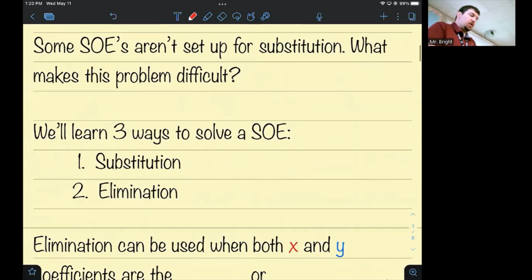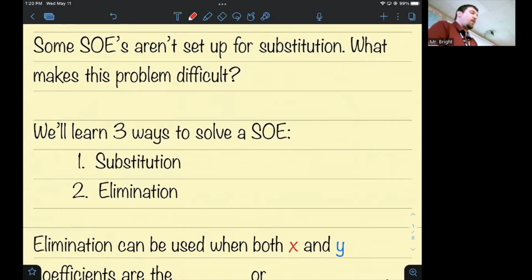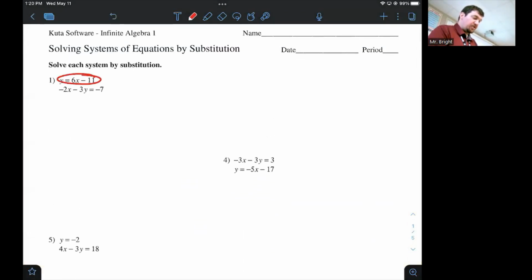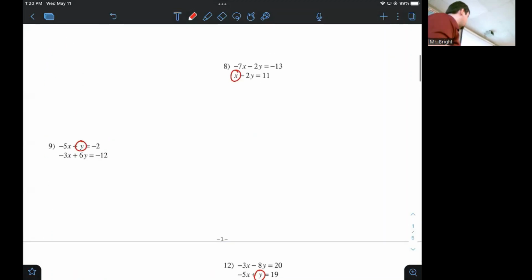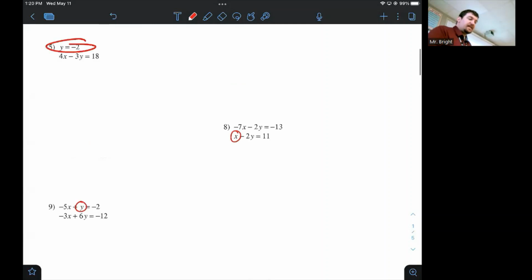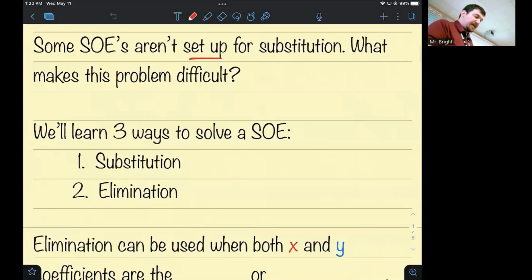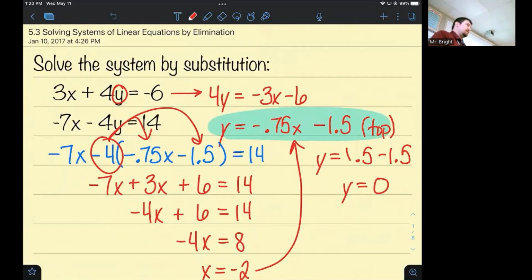Some systems of equations aren't set up for substitution. What do I mean by set up for substitution? What I mean by that is like the ones on your worksheet, for example, especially the first 3. You'll notice one of the equations is already solved for y. Here, none of the equations were solved for either y or x, but I could easily solve the bottom equation in number 8 for x. Like I could do that, right? But the top 3 are definitely going to be easy for substitution. Problems like the last one we just looked at aren't as easy.